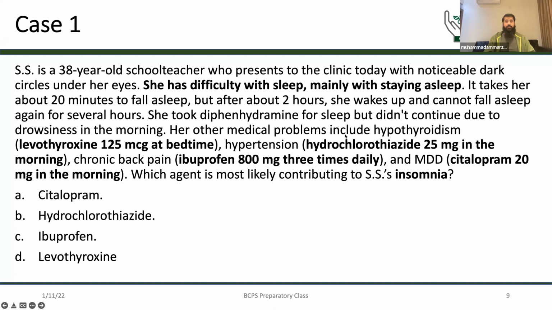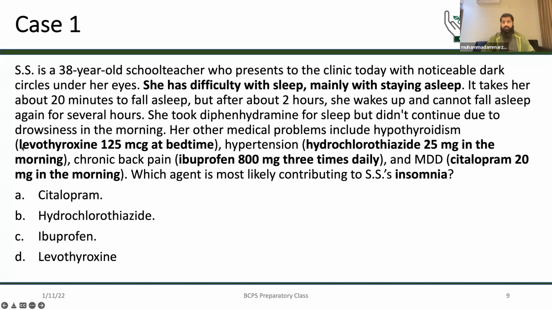Her other medical problems include hypothyroidism. So she is a known patient of hypothyroidism. She is being treated for hypothyroidism. How is she treated for hypothyroidism? By levothyroxine, 125 micrograms at bedtime.